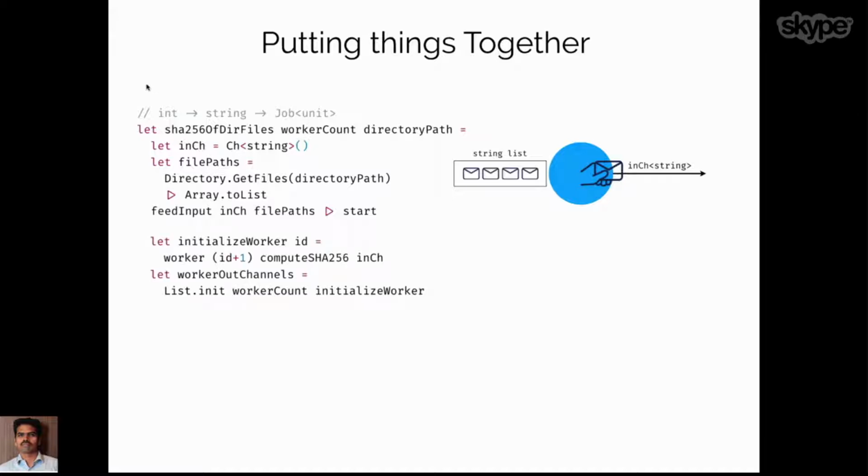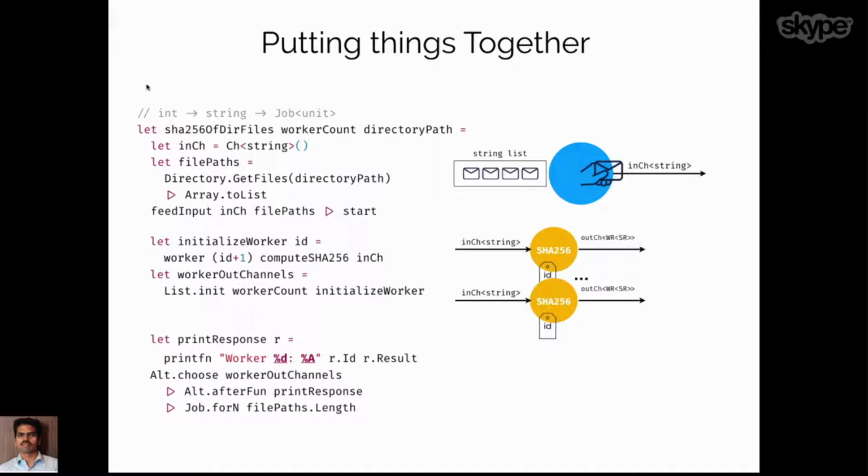And the second thing is, based on the worker count that we received, we are calling the worker function and initializing all the workers. And do you remember that the worker function is already returning the output channel? So after initialization, we are storing the worker out channels, and based on the parameter, we can create n number of jobs. And the last thing is, we are going to print the responses from the workers which are doing the SHA hash of the files.